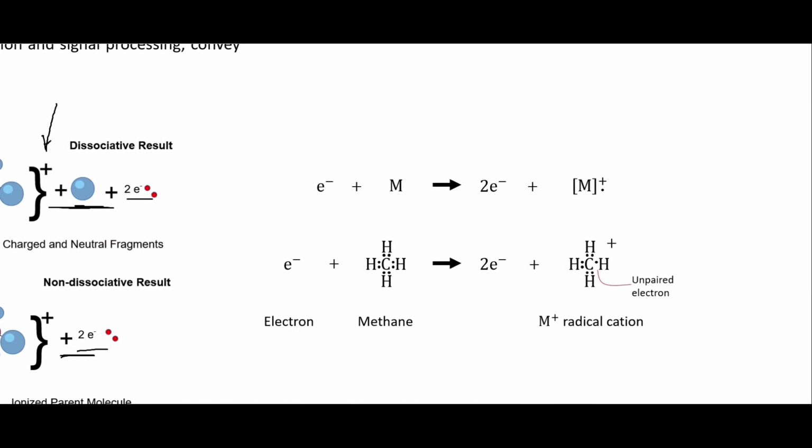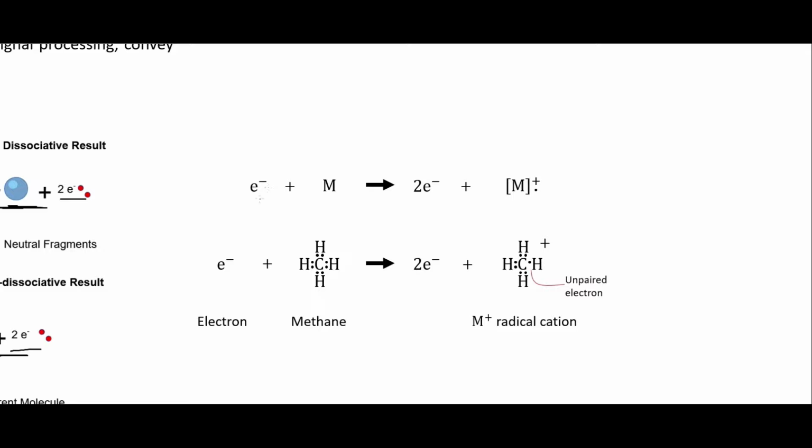So over here, this is kind of what I'm talking about. We have an electron, we have our molecule here, we run into it, it knocks off an electron, so we end up with two electrons. And then we have this here, which is what's called a radical cation. If we did that with methane, for instance, it would look like this.